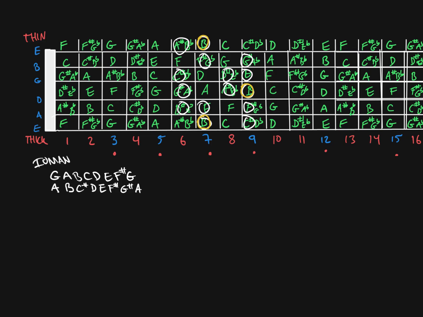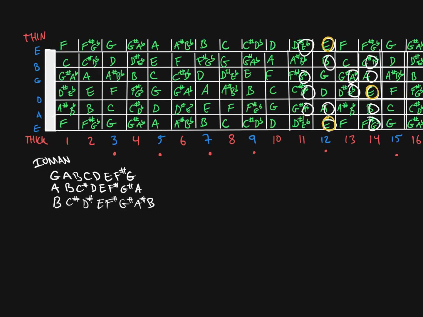Start on the B root. Starting on B root, we got B, C sharp, D sharp, E, F sharp, G sharp, and then back to B again. Oh, sorry, A sharp, and then back to B again. And that's going to give us the B Ionian or B major scale.